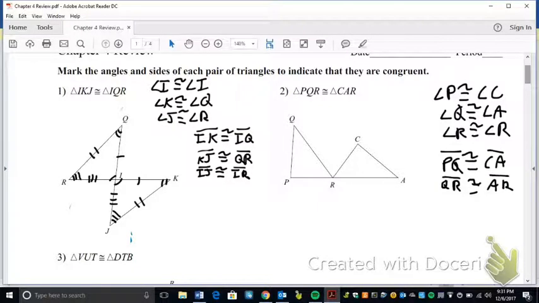We mark down our 3 angles, write out our 3 sides, and then we go P and C are congruent, Q and A are congruent, R and R are congruent. Now again, we get that simply because of this statement right here. Okay? So it's not magic. You just match up first with first, second with second, third with third, and then the sides are 2 at a time. So the sides, PQ, CA, QR, AR, PR, CR, and you're done.